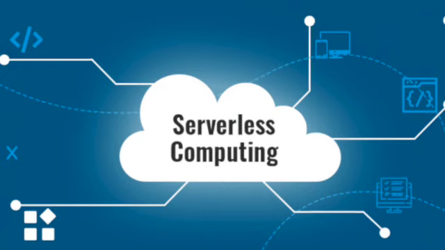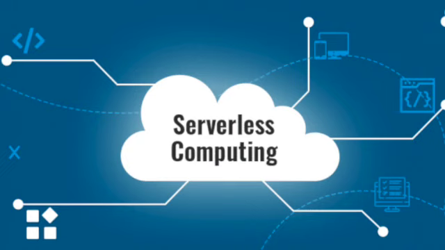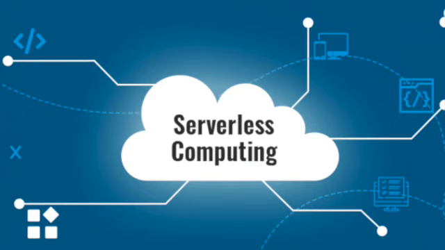Statelessness. Functions in a serverless environment are stateless, meaning they don't maintain persistent state between executions. State is typically stored in external databases or storage systems. Automatic scaling. Serverless platforms automatically scale functions based on demand. Each function execution is isolated, allowing for independent scaling.